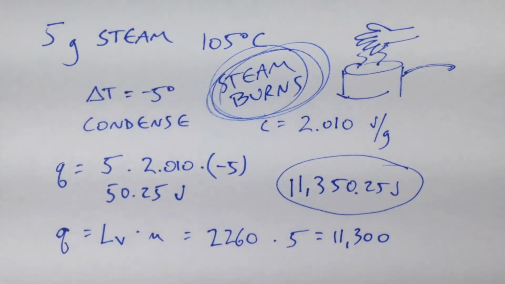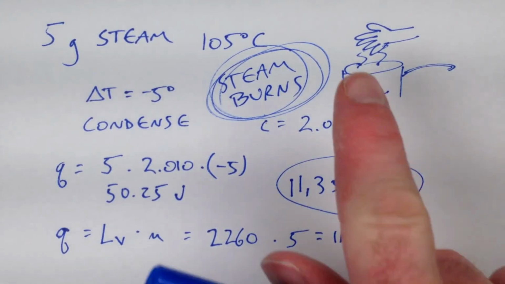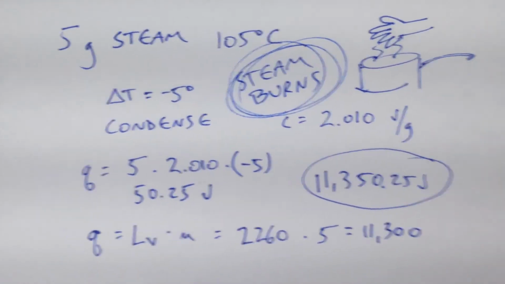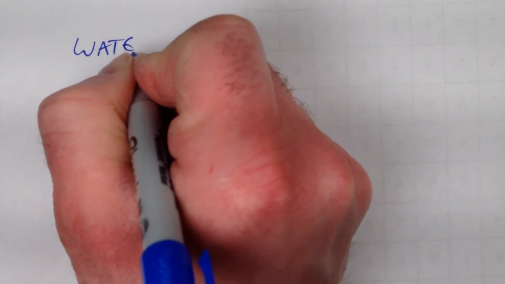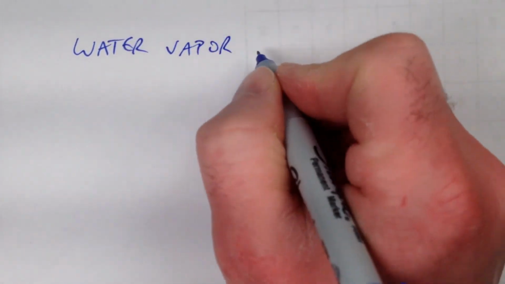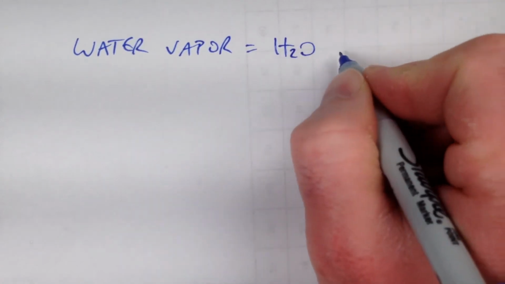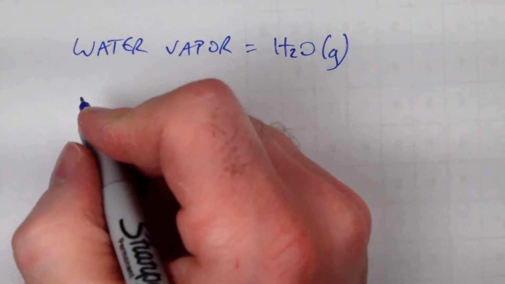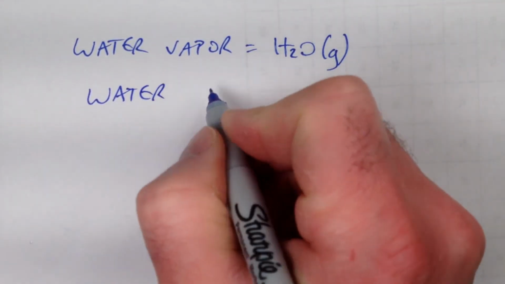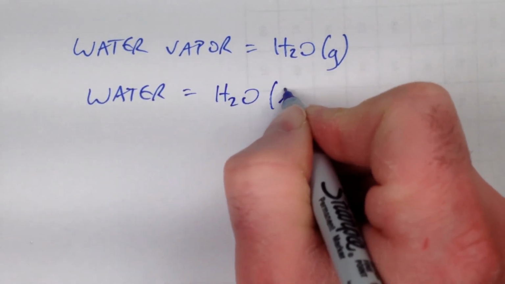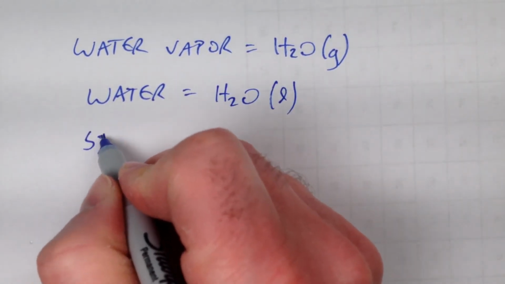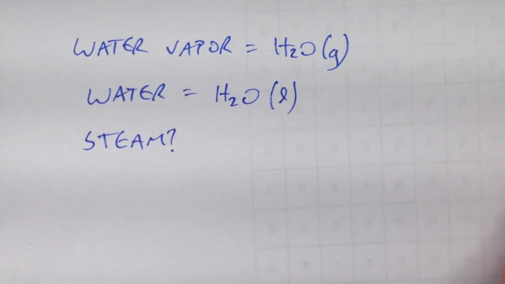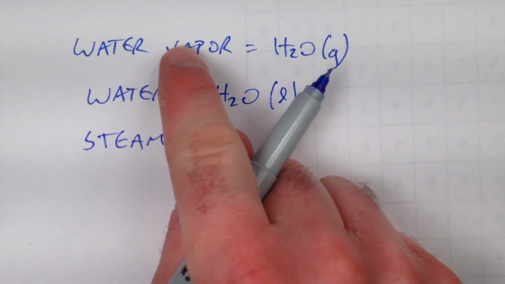So when you're actually boiling water and you see something rising out of the pan, you're not seeing steam. I'm sorry, you're not seeing water vapor. Water vapor is H2O as a gas. Water we just call H2O as a liquid. So what is steam? Water vapor is invisible. Water is visible.